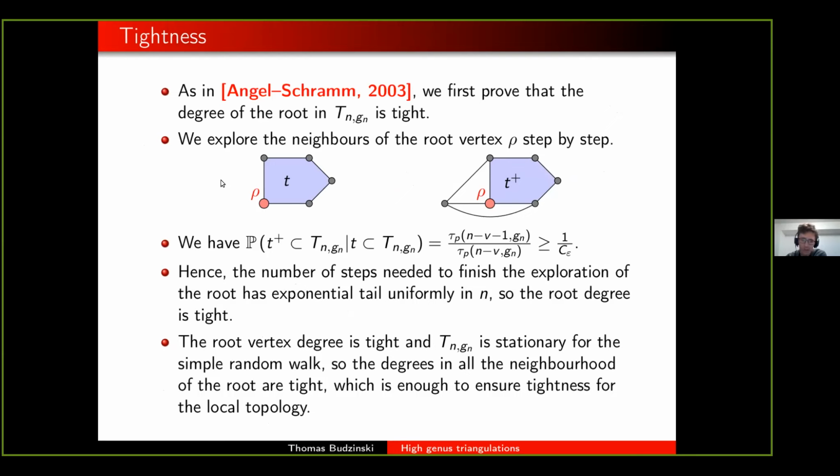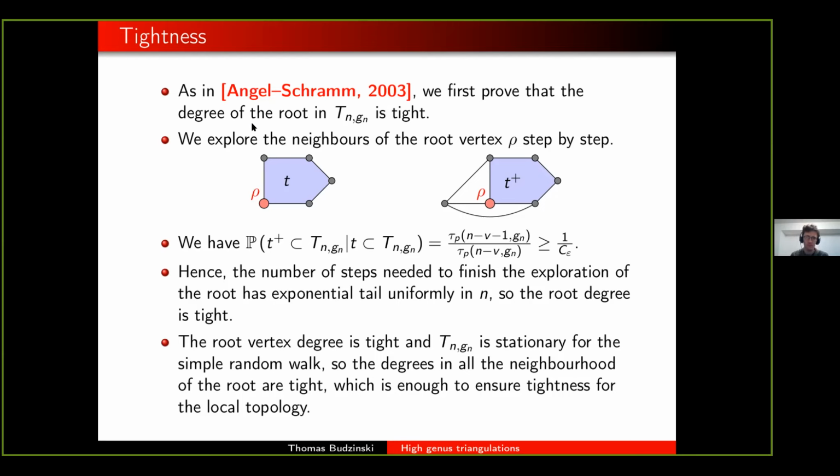So the idea is roughly the following. What we want to prove is that the degree of the root does not blow up. Once we know that, it's pretty standard that if the degree of the root is reasonable, since the root is picked uniformly at random, the root vertex has nothing special, then the neighbors of the root are also going to have a reasonable degree, and so will the neighbors of the neighbors, and so on. And if we know that all the degrees are reasonable, this is sufficient to ensure tightness for the local topology.